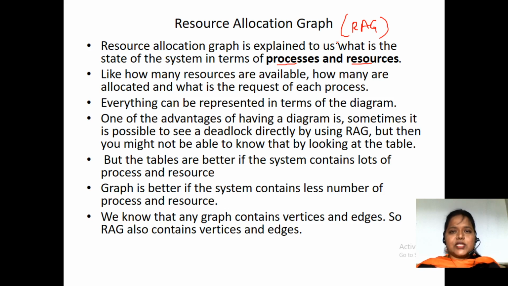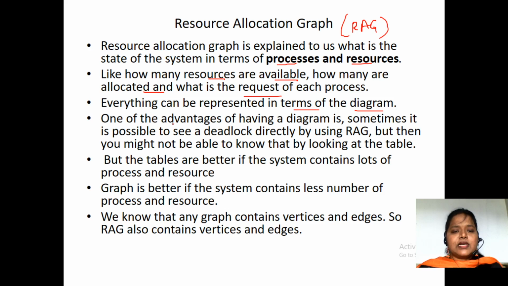Don't get confused. RAG means resource allocation graph. What is a RAG? A RAG shows how many processes there are, how many resources there are, which process is requesting which resource, and which resource is allocated to which process. So everything we will see in graphical form, so we call it a resource allocation graph. See here how many resources are available, how many are allocated, and how many are requested. Everything is represented in the form of a diagram.